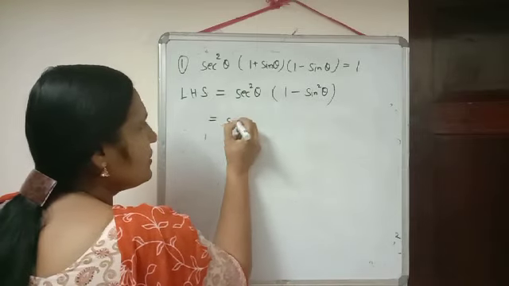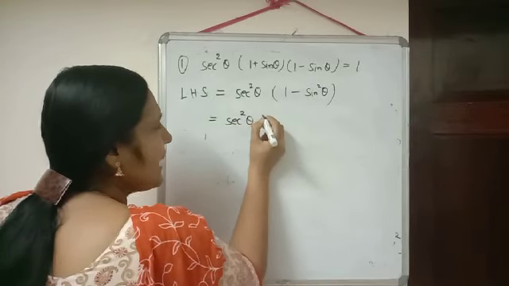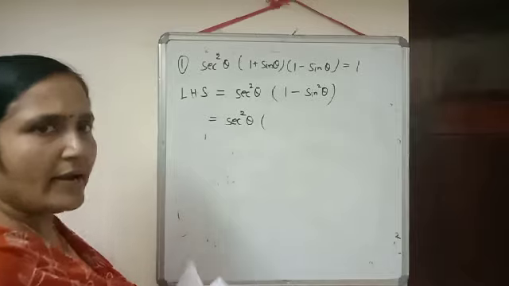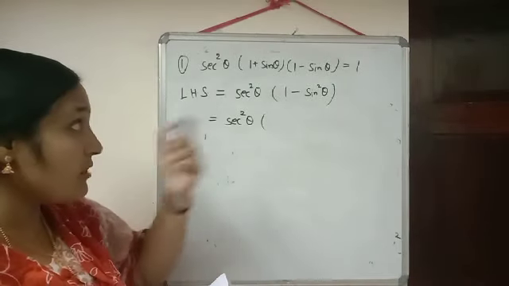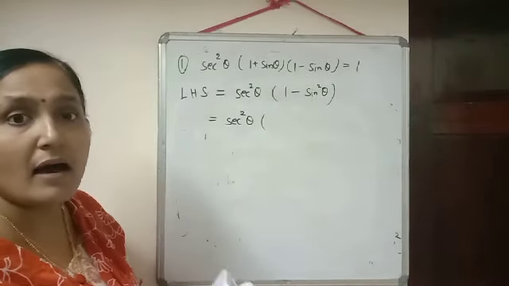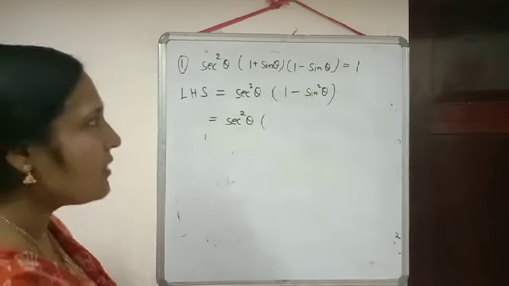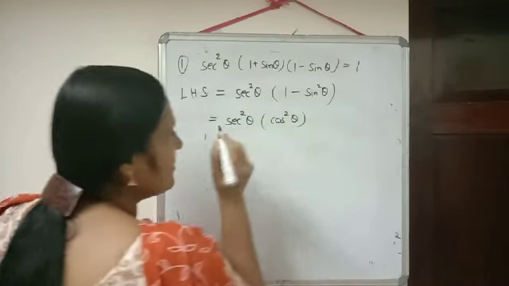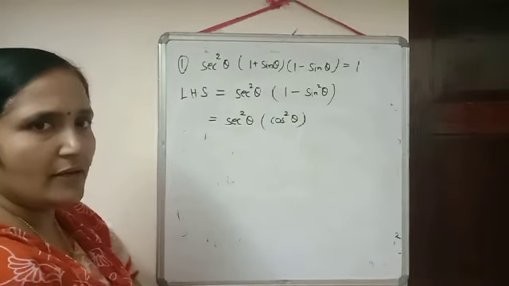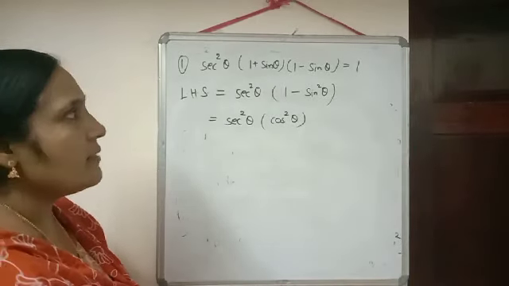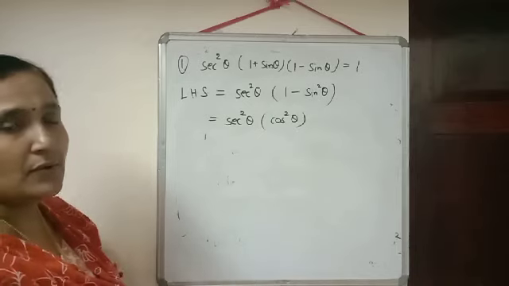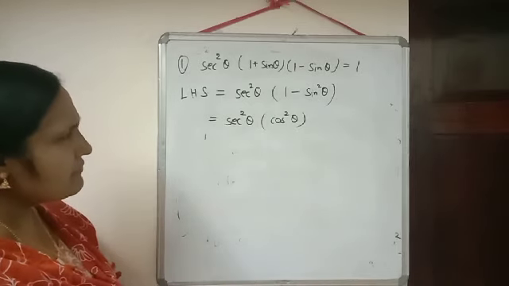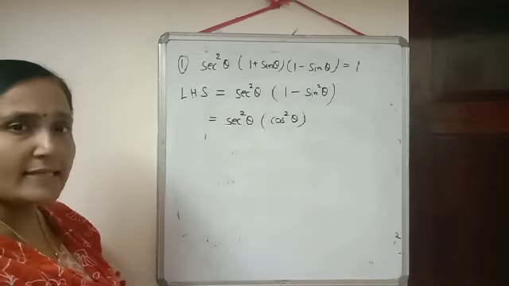Now, just now we wrote the identities and their direct application. So in that you can check what we wrote in place of 1 minus sine square theta. Yes, correct, cos square theta. So here it will be equal to sec square theta into cos square theta. But we need the right hand side to be 1. So when will 1 come? When both get cancelled there.